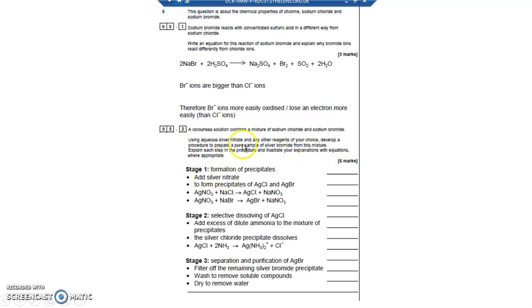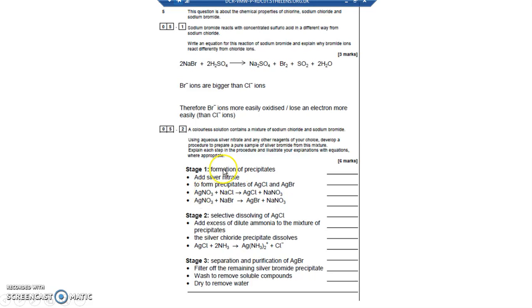So the first thing is to add the silver nitrate. You add the silver nitrate to the mixture, and it's going to make two precipitates. It will make silver chloride and silver bromide. Silver chloride is a white precipitate, and silver bromide is a cream precipitate. And you can actually write the two equations to support that as well.